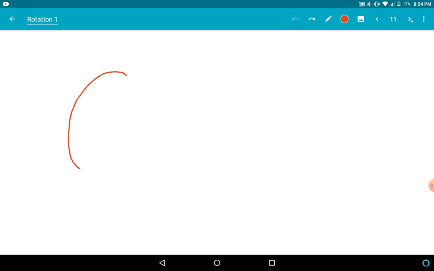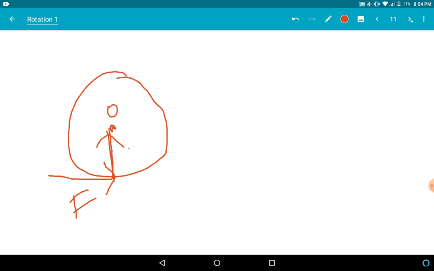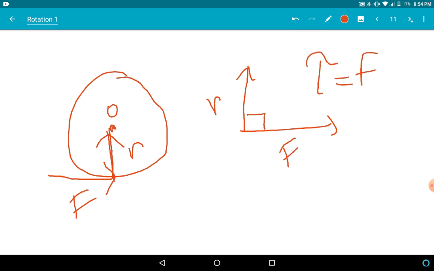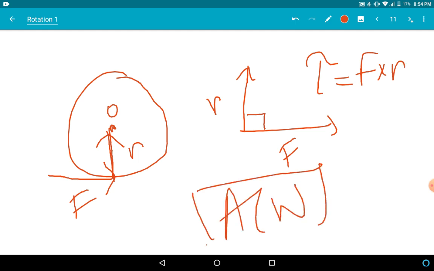Let me rewrite this. To move it, let's say first we move it anti-clockwise. So we have to apply a force here. Let's say this is the pivot. As you can see, this is the perpendicular distance R. If we draw it separately, this is R, this is F, they are perpendicular. Tau is F into R. This is for anti-clockwise. This is a diagram. Many times diagrams also come, but not the reason.